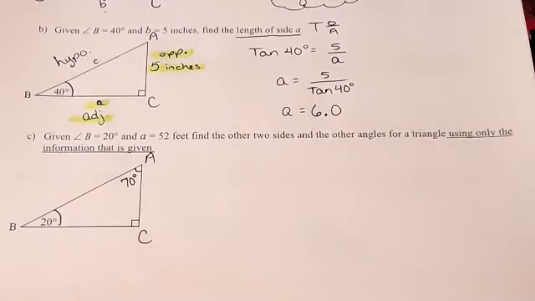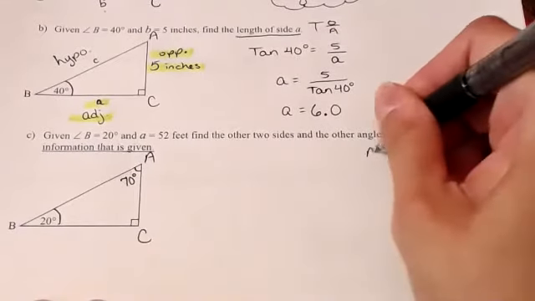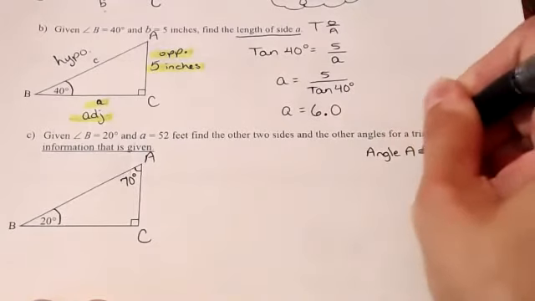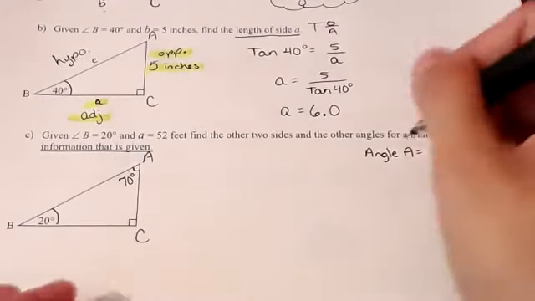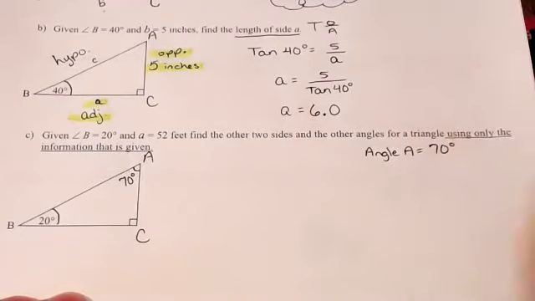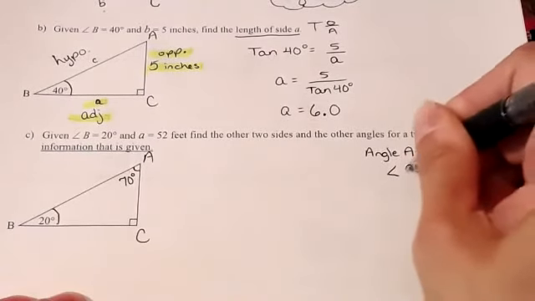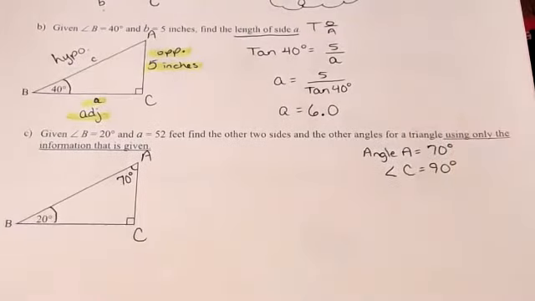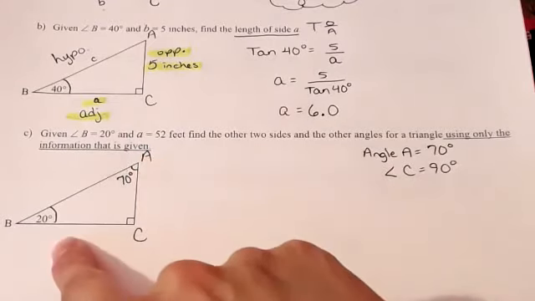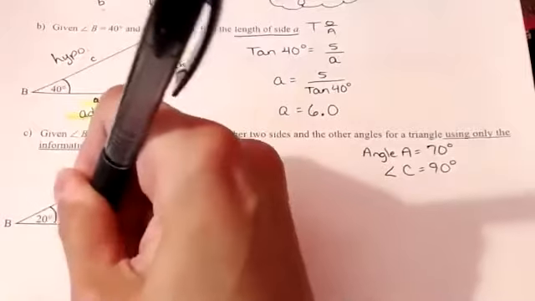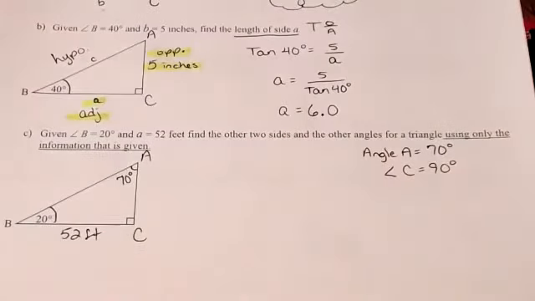So as we move through this, we can say that for angle A, there's a notation that we can use, but I'm just going to write angle A is 70 degrees. And then I'll switch to that notation, angle C is 90 degrees. So those are the other two angles that they were looking for. We now have to find the missing sides. Consider that you are told that side A, which is always opposite angle A, side A is 52 feet. So what we need to figure out is what are the other two sides.